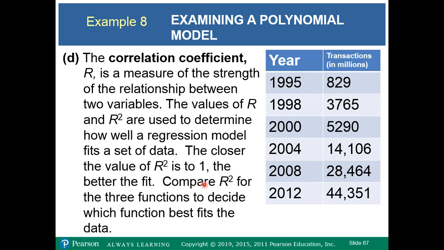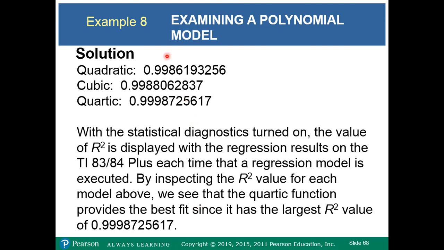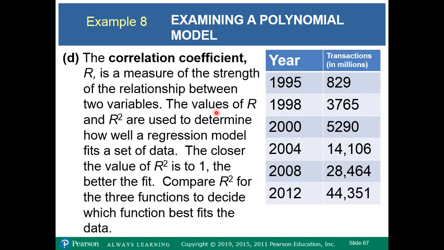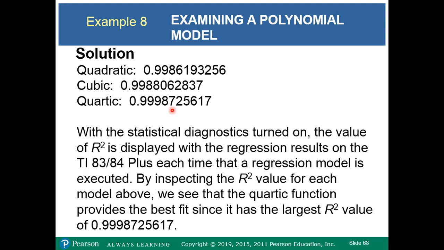So if we look at these R squared values, which we got from the calculator here, which one is closest to 1? Well, it looks like the quartic. The quartic is closer to 1: 0.9986, 0.9988, 0.9998. So the quartic function is going to be the one that best fits the data based on the R squared.